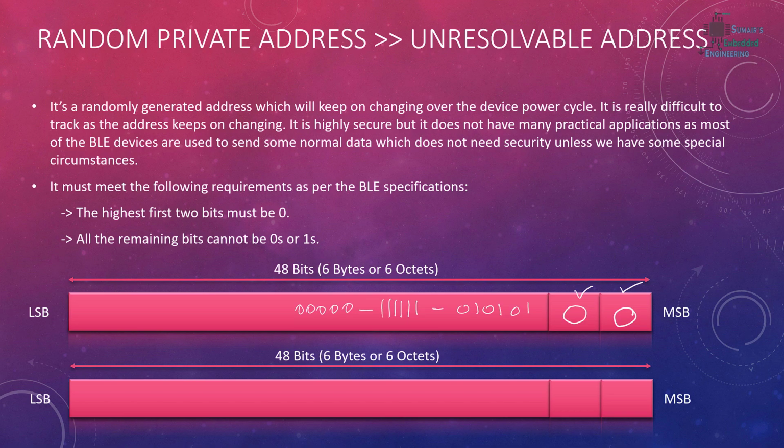So basically this address is a random value which is generated by the soft device, so you don't need to worry about it, and it's going to automatically set these values according to the standard. Normally the two most significant bits will be 0 0, and then we will have the remaining 46 bits to be of any random value. So in this way we set our random private address.